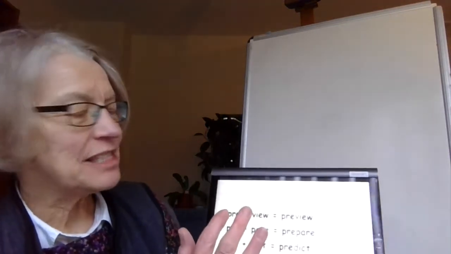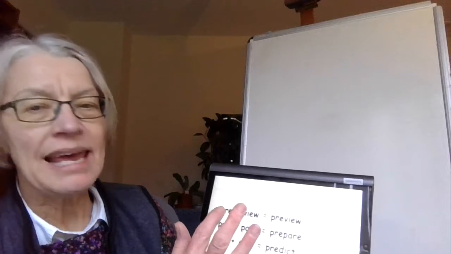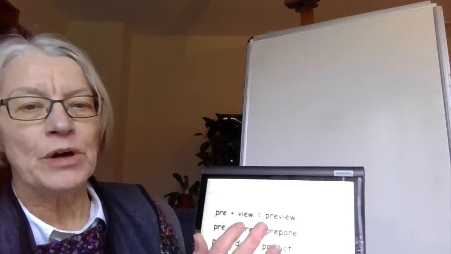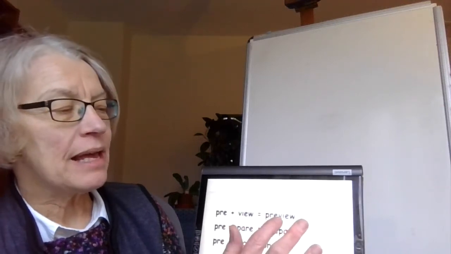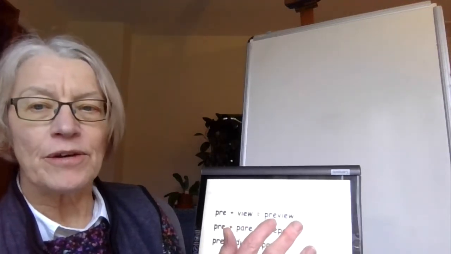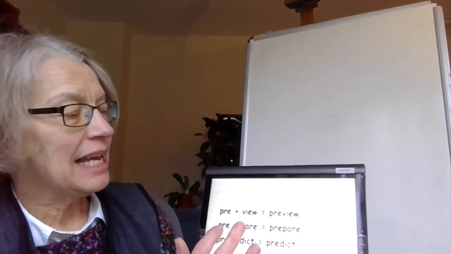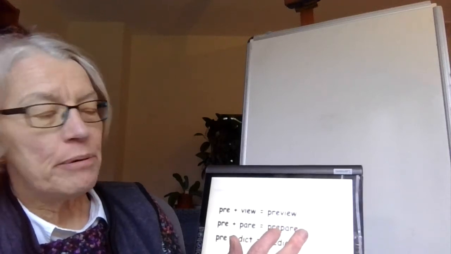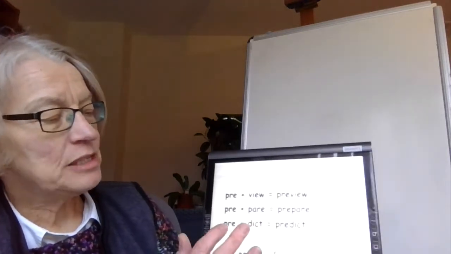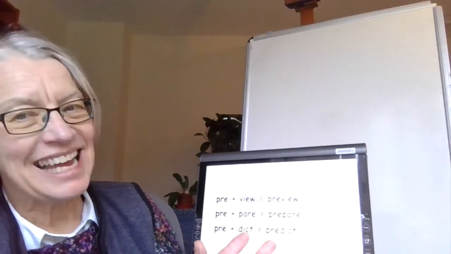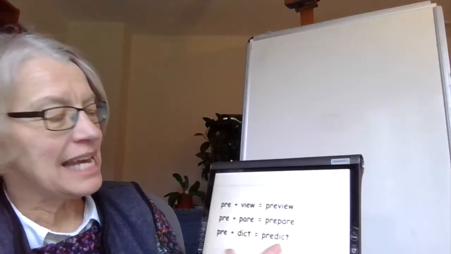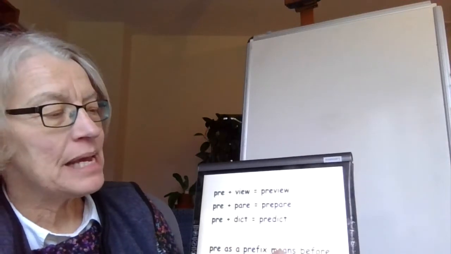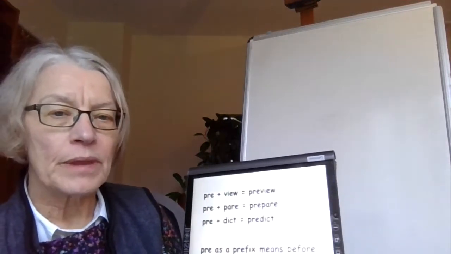Here's another prefix that we use a lot in English, P-R-E. Pre and the word view make the word preview. Pre and the word pair make the word prepare. And pre and the word dict make the word predict. And pre as a prefix means before.